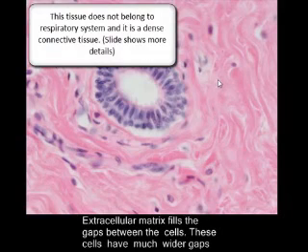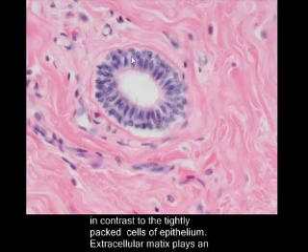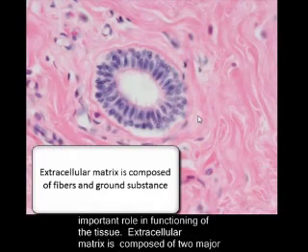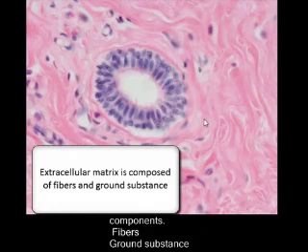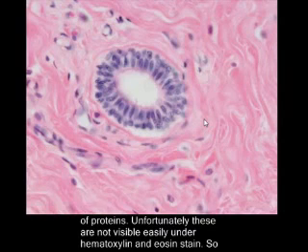Extracellular matrix fills the gaps between the cells. So these bluish looking structures are nuclei of cells, and everything between cells is known as extracellular matrix. These cells have much wider gaps in contrast to tightly packed cells of the epithelium. Extracellular matrix plays an important role in functioning of the tissue, and it is composed of 2 major components: fibers and ground substance. Fibers are thread-like structures and all are made up of proteins.